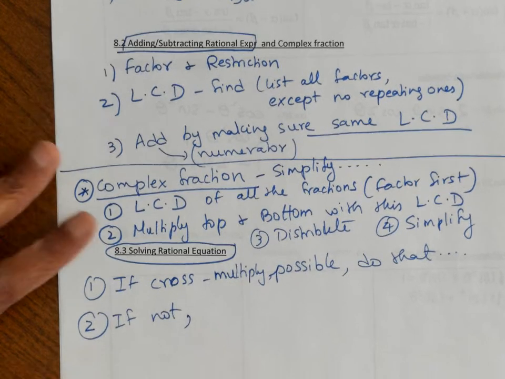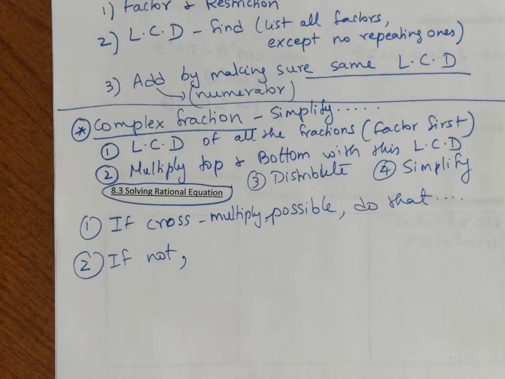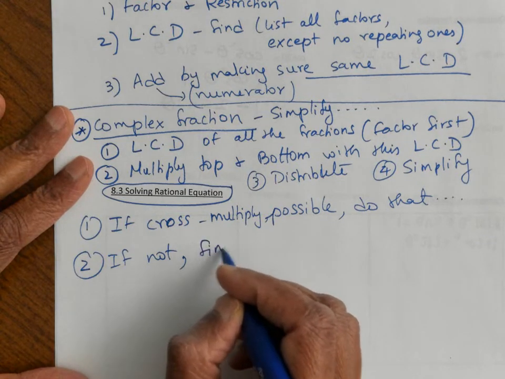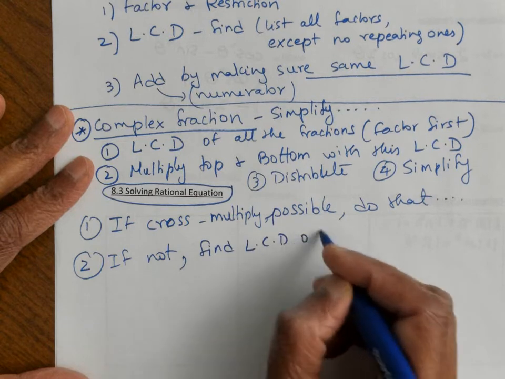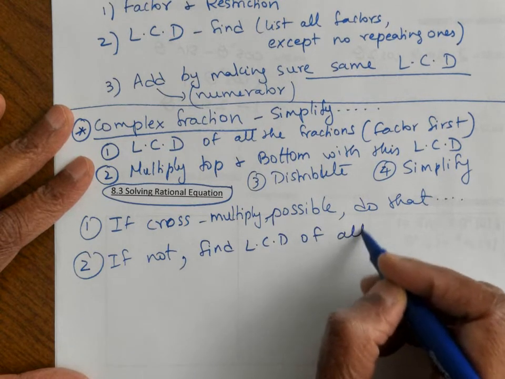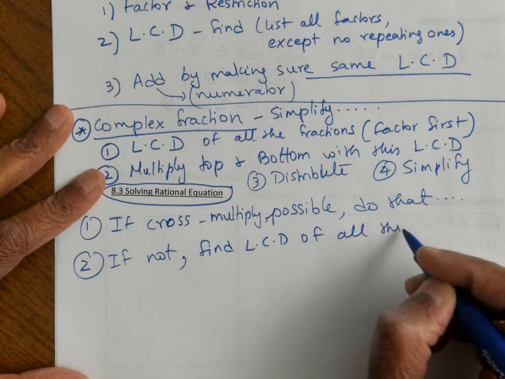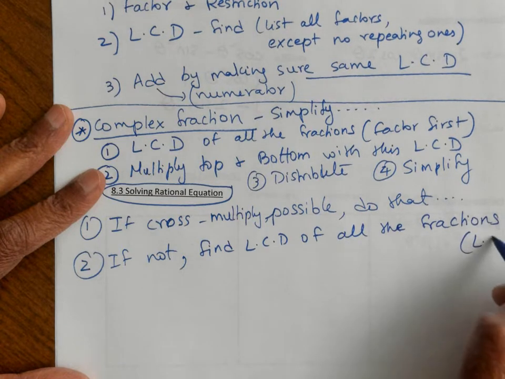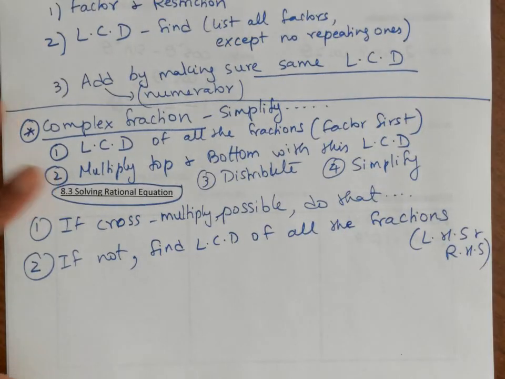do you guys remember how to solve a complex fraction? Go ahead. You take the denominator of every... Correct, perfect. The same thing. You're going to find the LCD of all the fractions, left hand side and right hand side, of all the fractions. Left hand side and right hand side. Okay, so of all of it.